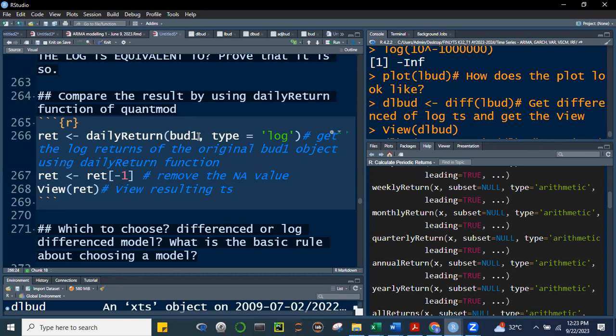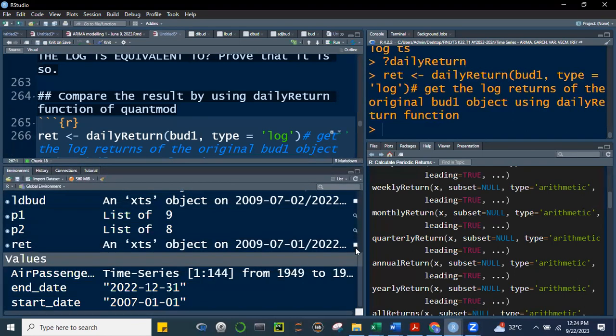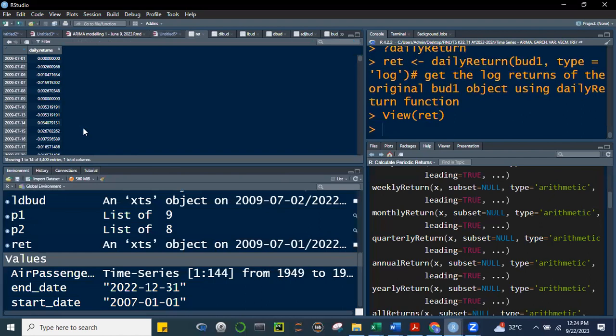The way to get the returns of the data is first, yung long cut, no? Get the log of the data and then get the difference. So papakita natin dito kung pareho siya, no? So I'm using this daily return ng BUD, type is equal to log. Okay? So let's run this. And you can see now that ito yung ret natin. So these are now the returns.